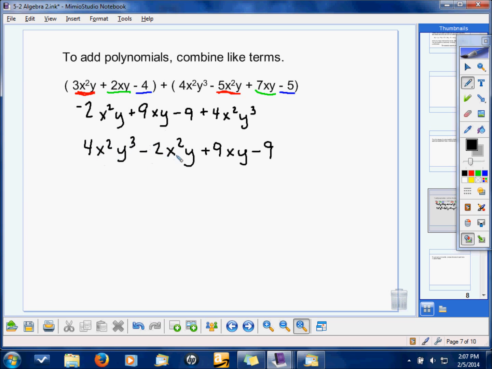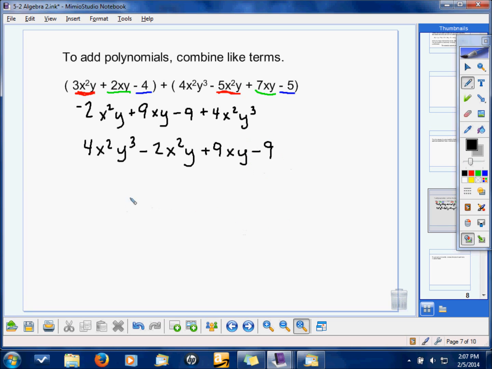Now this one is not a monomial, it's not a binomial, it's not a trinomial. It's just a regular polynomial. Happens to have how many terms? 4 terms. And what's the constant term in this polynomial? 9. Almost. Negative 9 is the constant term.